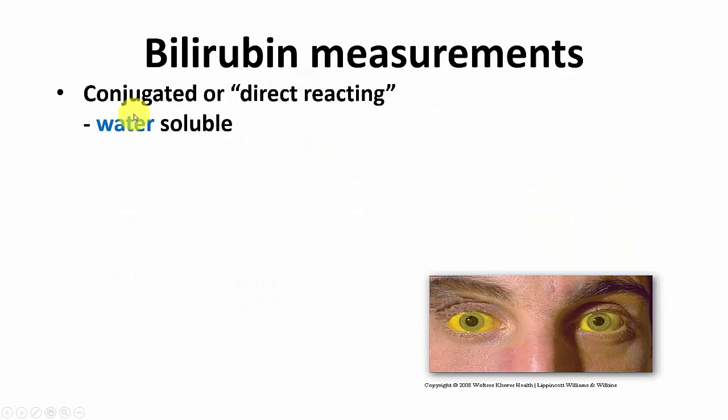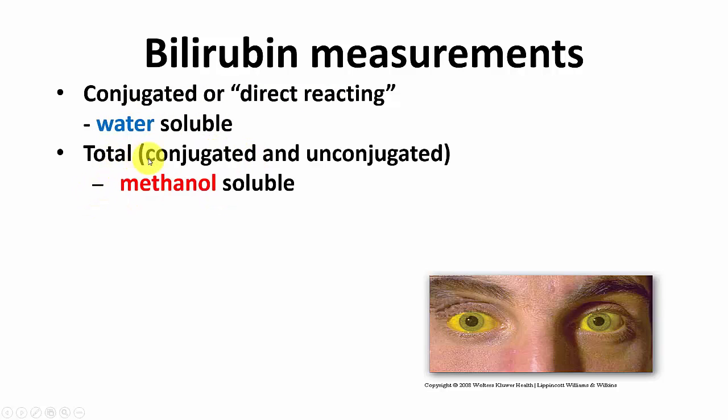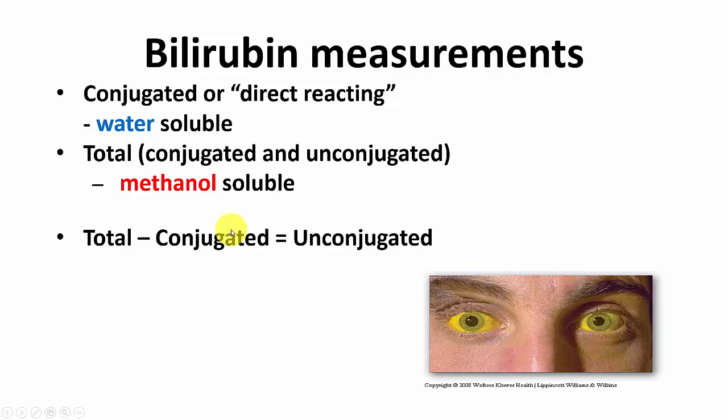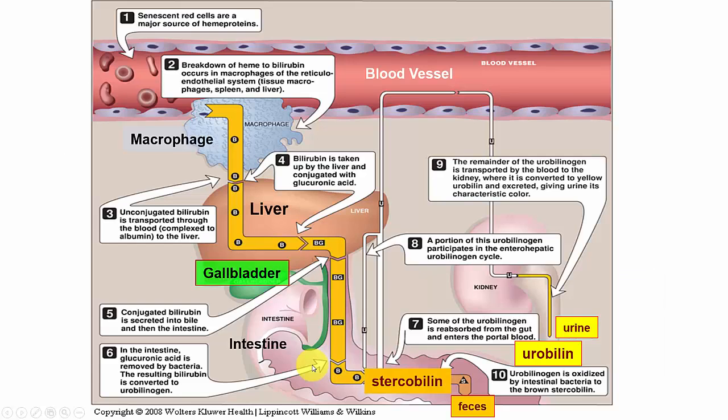Bilirubin measurements. Conjugated or direct reacting bilirubin is the water-soluble fraction. That's the conjugated form that's in the blood. Total equals conjugated plus unconjugated. Usually that's done by a methanol extraction of the blood plasma. So to get the unconjugated, the form that causes the deposits in the skin and eyes and under the tongue, you take the total minus the conjugated. Those are the two things we can measure, and you get the one we can't measure very well because it's insoluble, and that's the unconjugated. So the unconjugated is the one that causes jaundice.